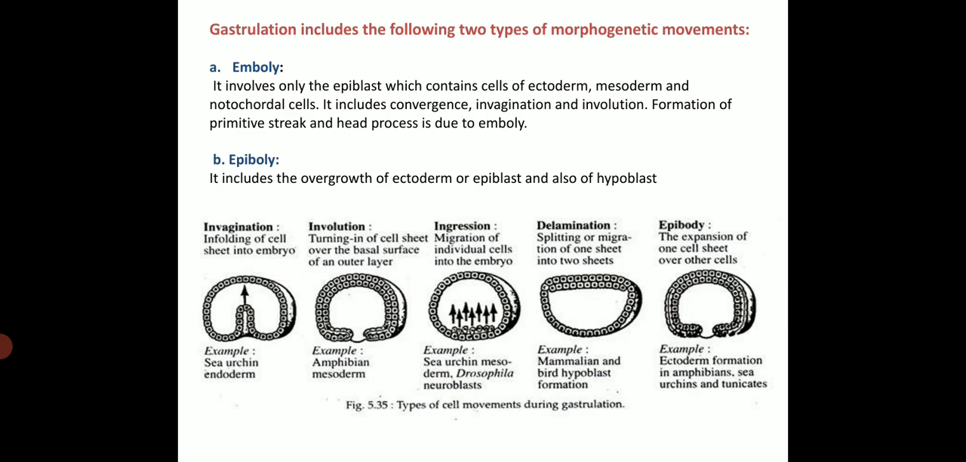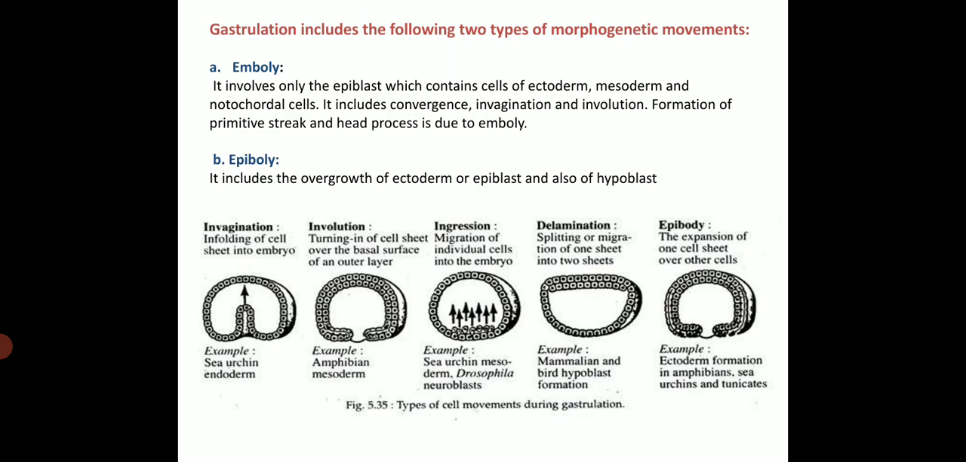First one is invagination, that is infolding of a cell sheet into the embryo. Involution, that is turning in of a cell sheet over the basal surface of an outer layer. Ingression, that means the migration of individual cells to get inside the embryo. Delamination, that is splitting or migration of one sheet into two sheets.